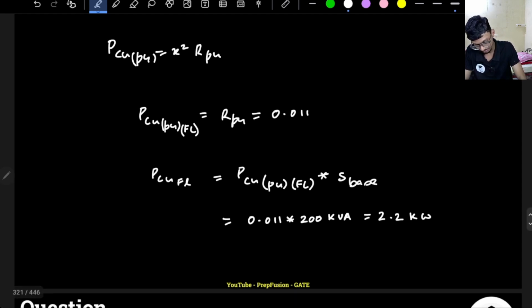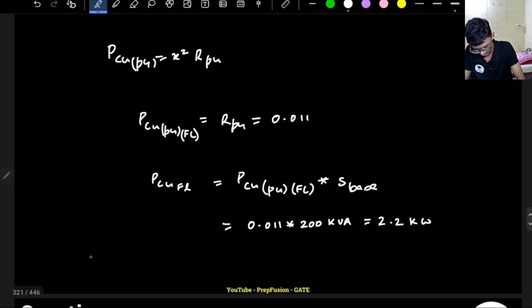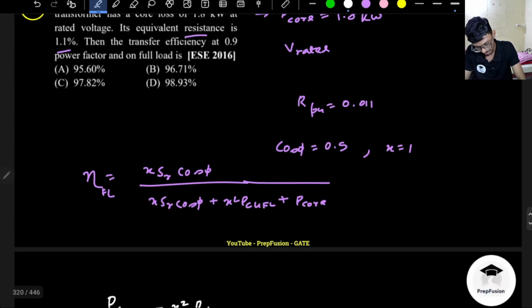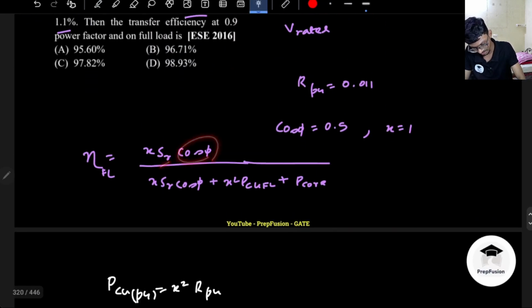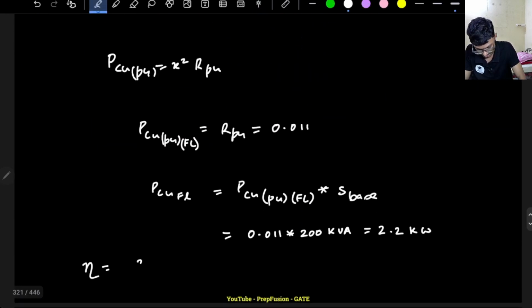I know the core loss. Core loss is 1.8 kilowatt. So I can easily find out the efficiency. What will be the efficiency? So it is full load, right? So it will be S_R into cos phi basically. So S_R is 200 kVA.